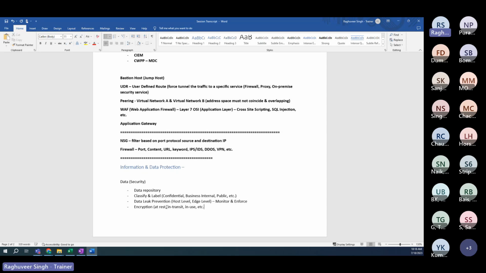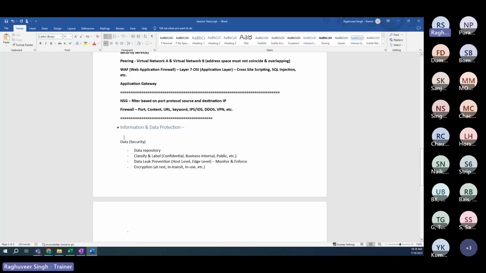So these are the encryption methods that you need to configure. Now, encryption at rest is by default provided in cloud. All the cloud service providers by default encrypt your data at rest. Encryption in transit, you will need to configure. Encryption in use, you will need to configure. So encryption is very important because only doing this is not sufficient unless you encrypt the data.